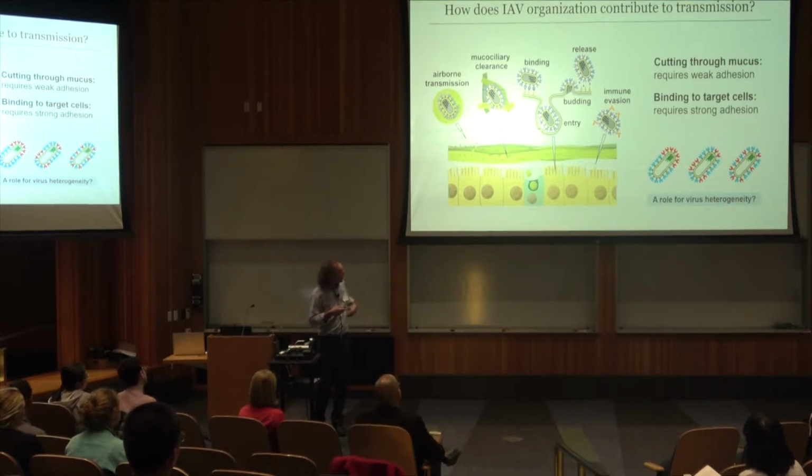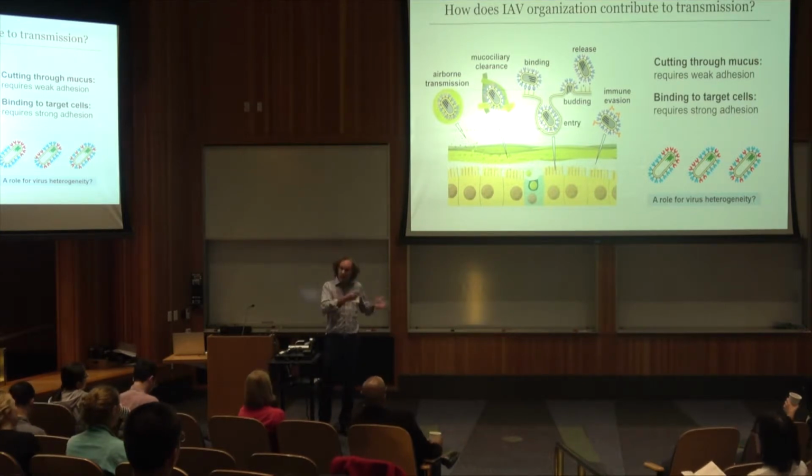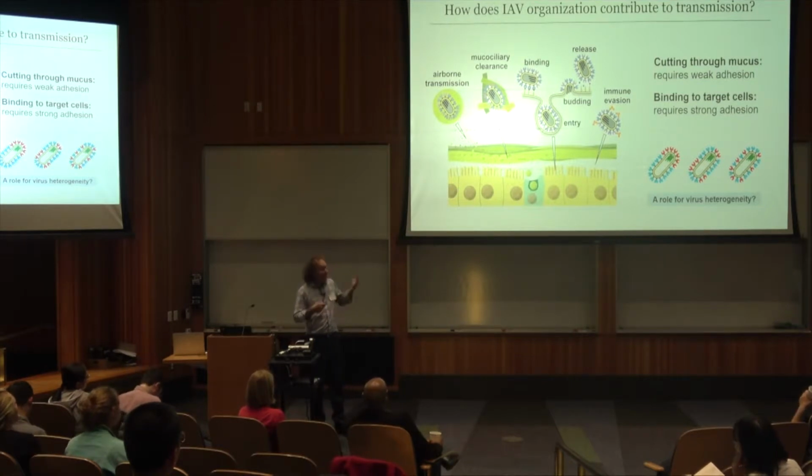But if you get to the target cell, you want to be strongly adhered so that you're not released from the target cell. So you have this competing desire to be strongly bound in some situations, weakly bound in others, and you've got this combination of a binding protein and a cleaving protein on the cell surface that you use to navigate those situations. So how does that happen?